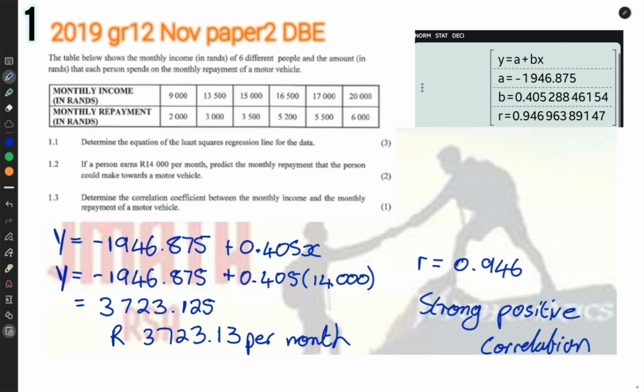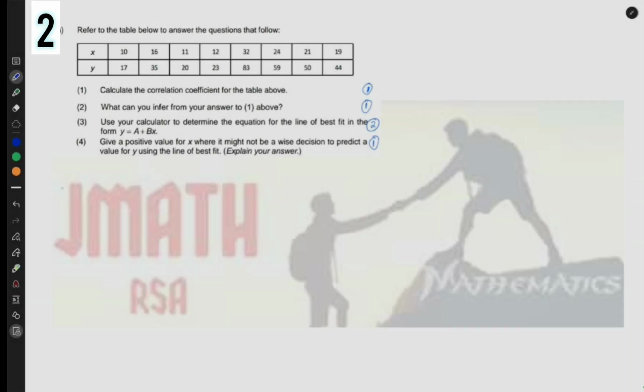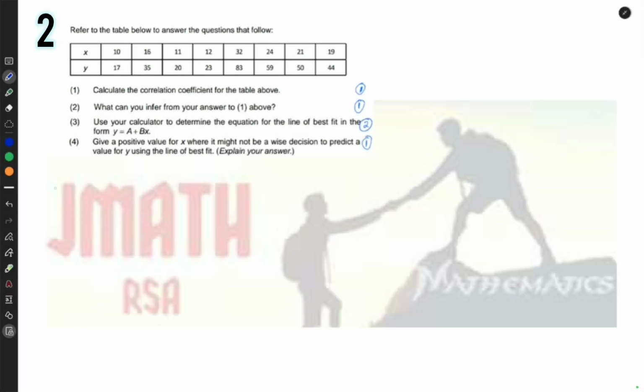So this actually came from an actual exam that has been asked in the finals. And you can see how easy it is to get these marks. I don't really need to think, I just need to put it on the calculator in the correct order. Question 2, refer to the table to answer the questions that follow. Okay, they give me values. I can clearly see there's X values and Y values, and I can see which ones go together.